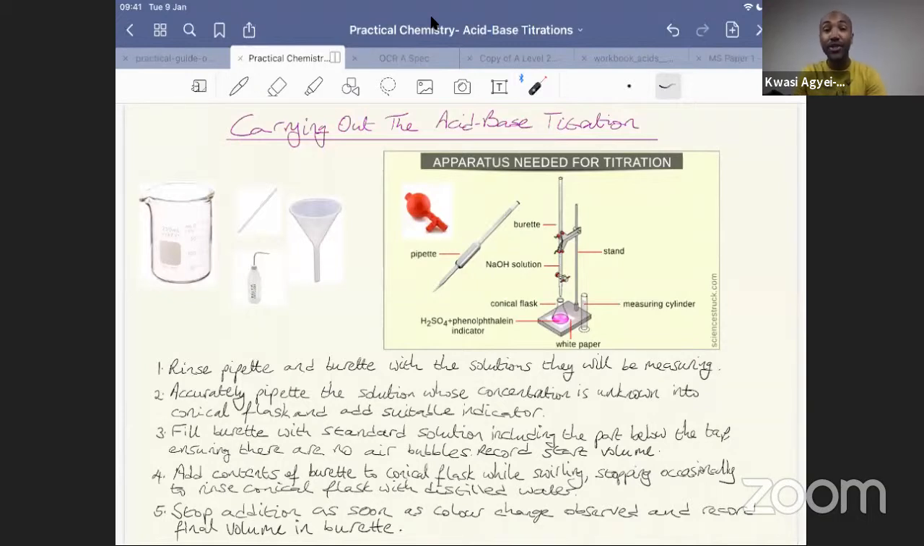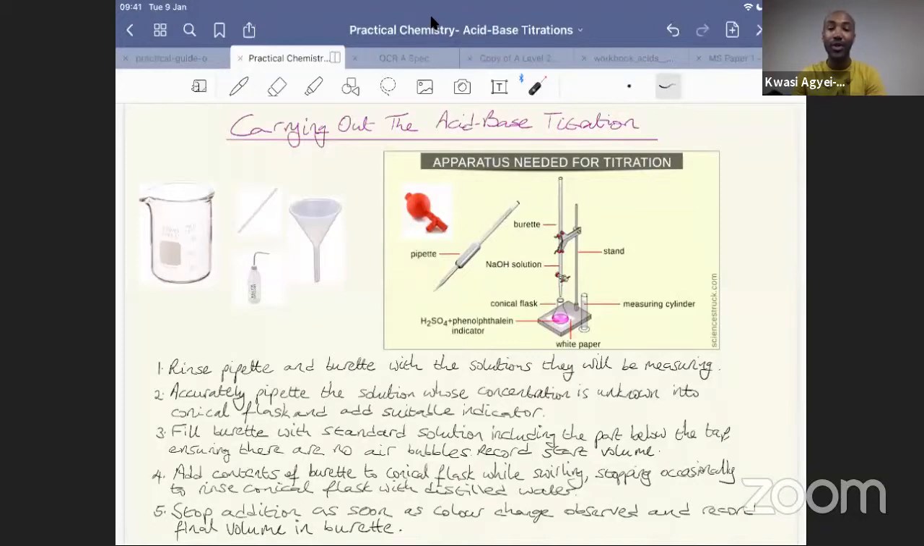And the first time you do your titration, the first run, it is known as a trial run. So this is just to give you an idea of what volume is going to be needed to neutralize the acid in our conical flask. And so it is okay to overshoot the actual volume needed.